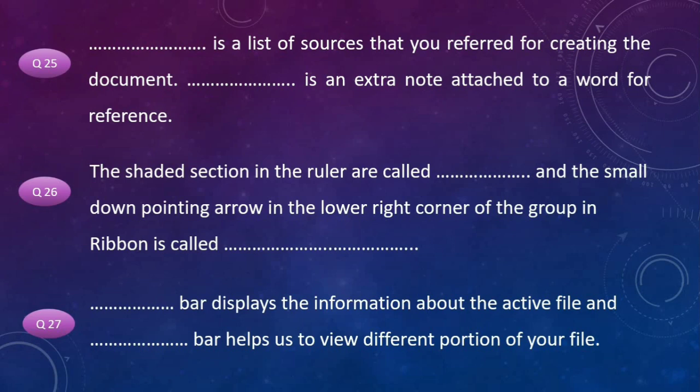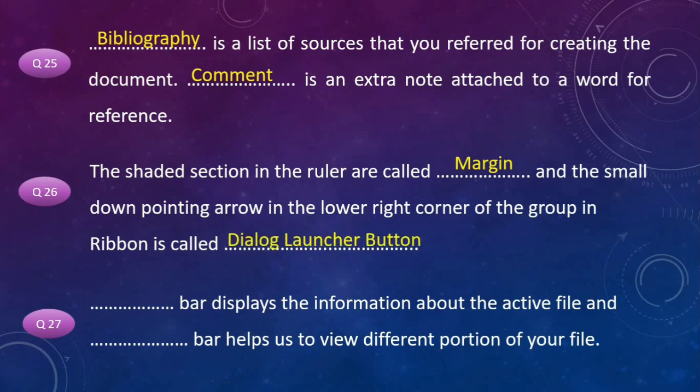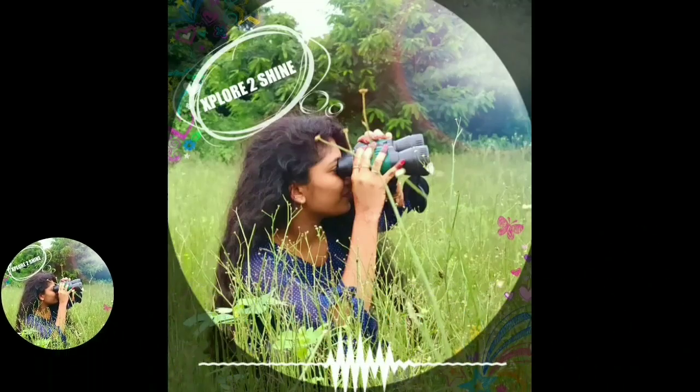So answers for these. Bibliography is a list of sources that you referred for creating the document and comments is an extra note attached to a word for reference. The shaded section in the ruler are called margin and the small down pointing arrow in the lower right corner of the group in Ribbon is called as dialog launcher button. And status bar displays the information about the active file, and scroll bar helps us to view different portions of your file.